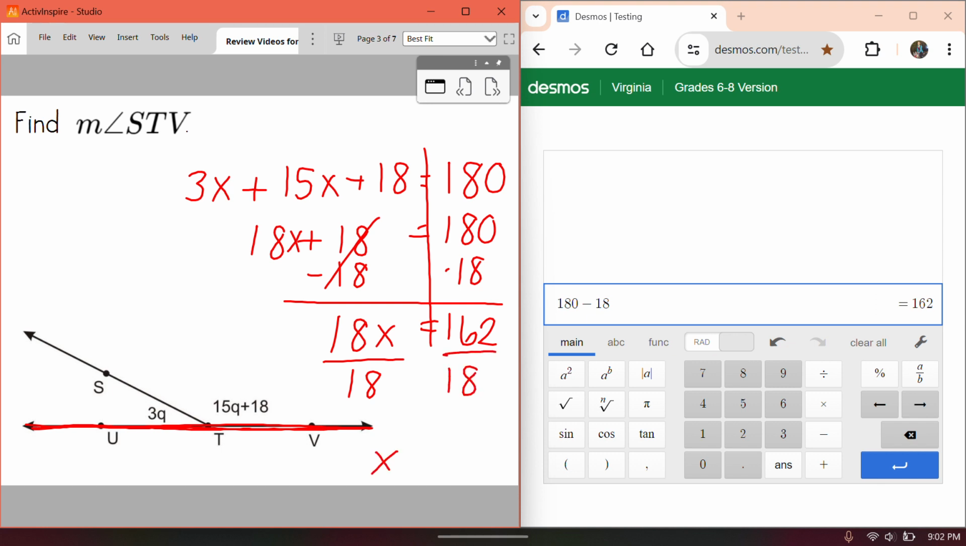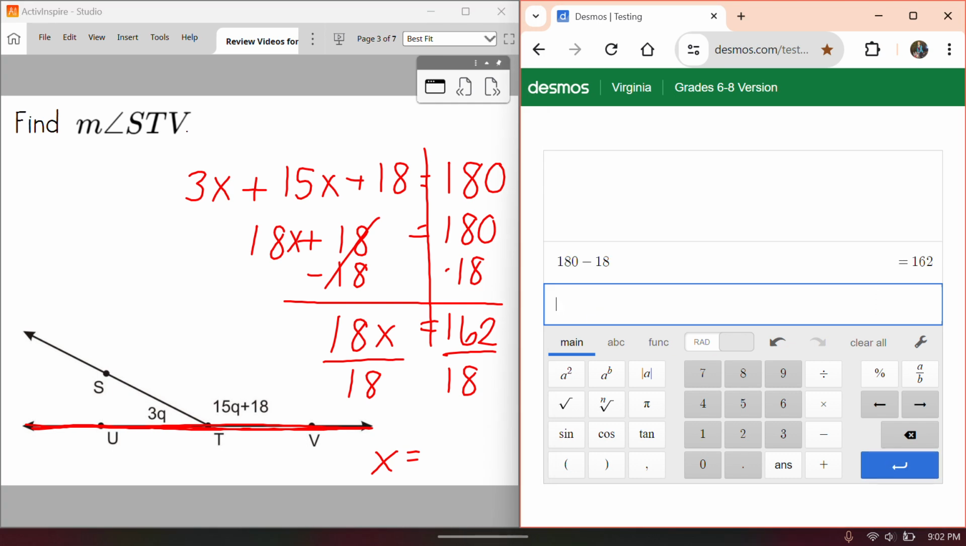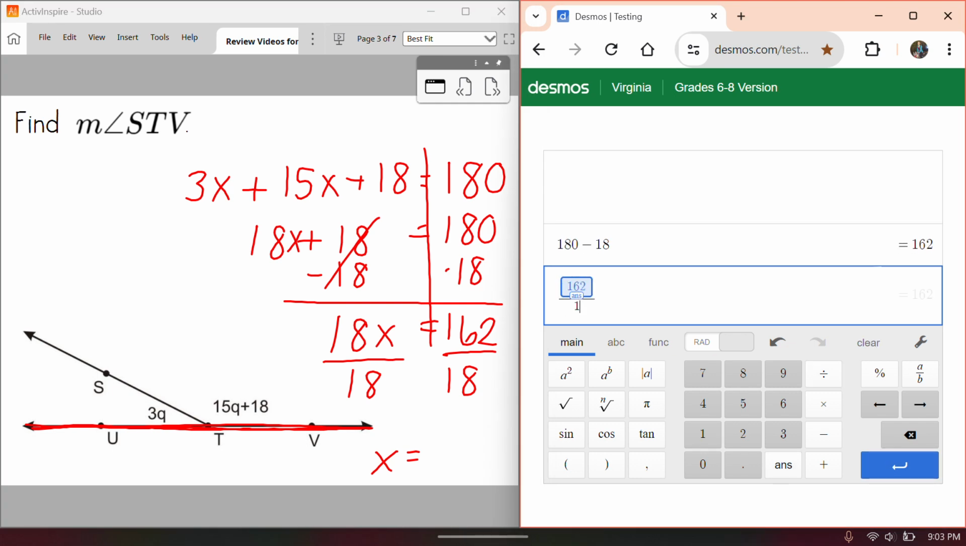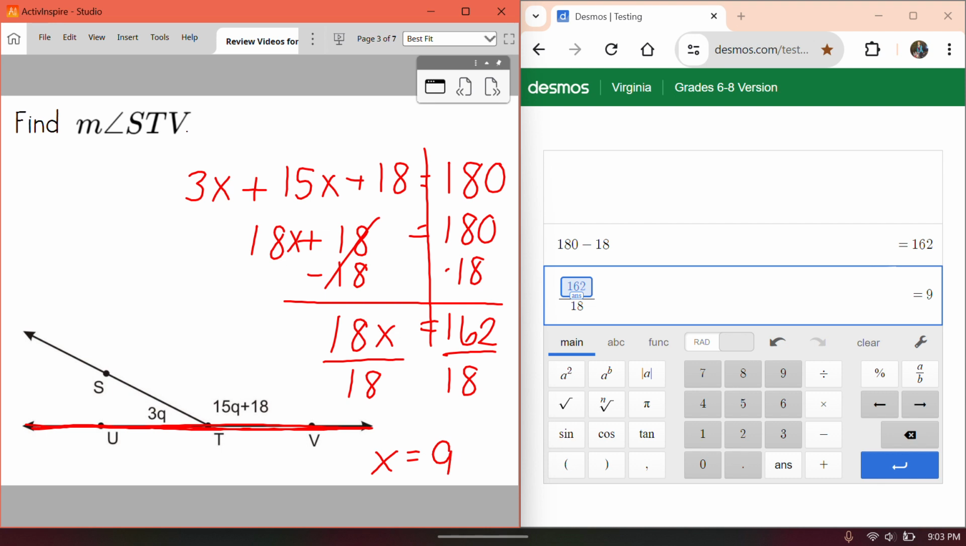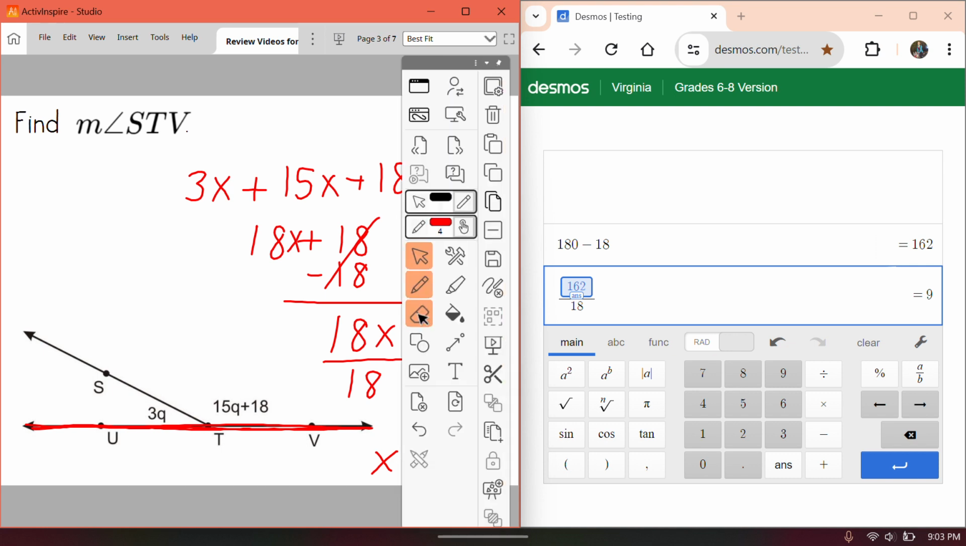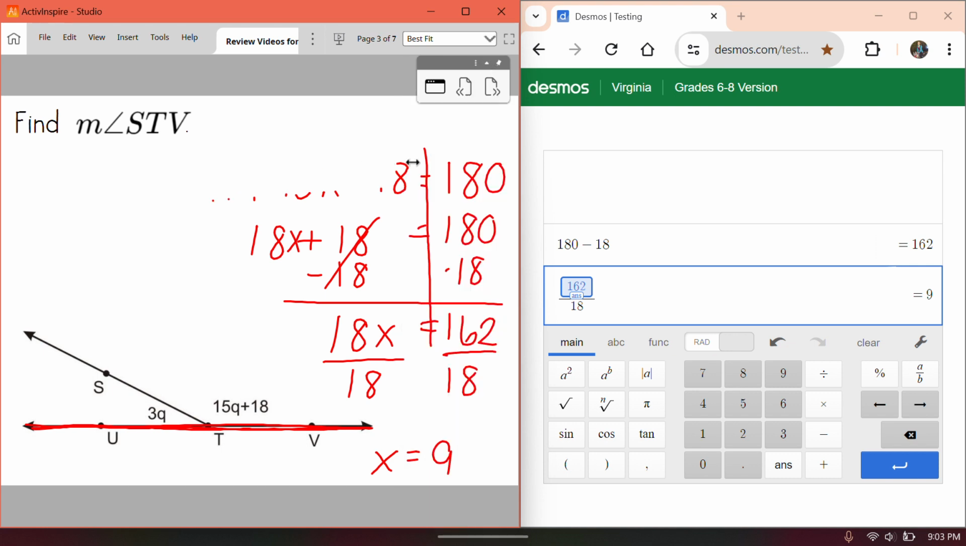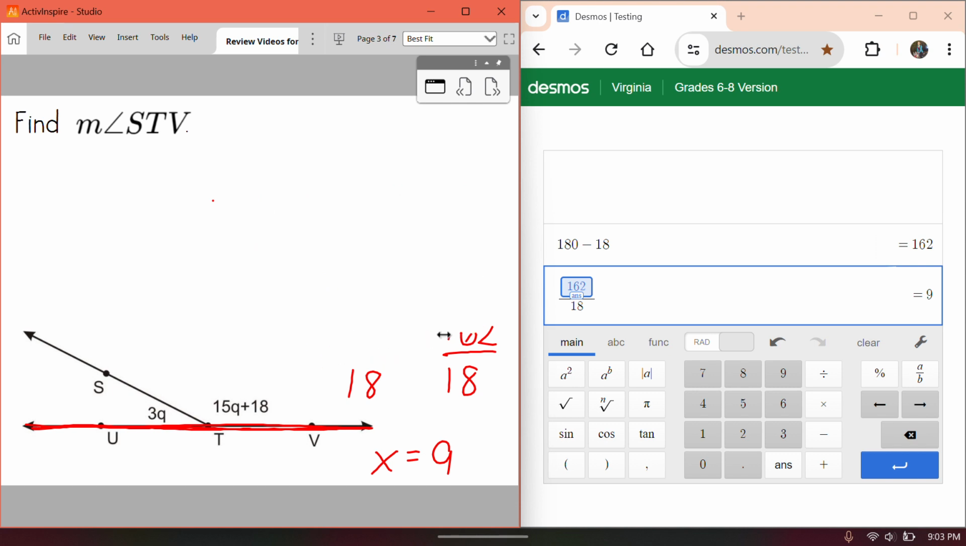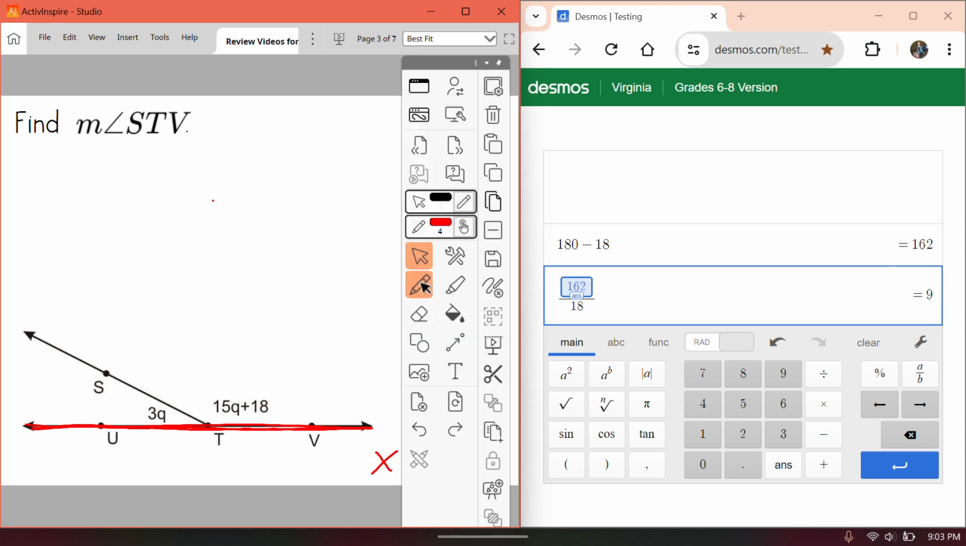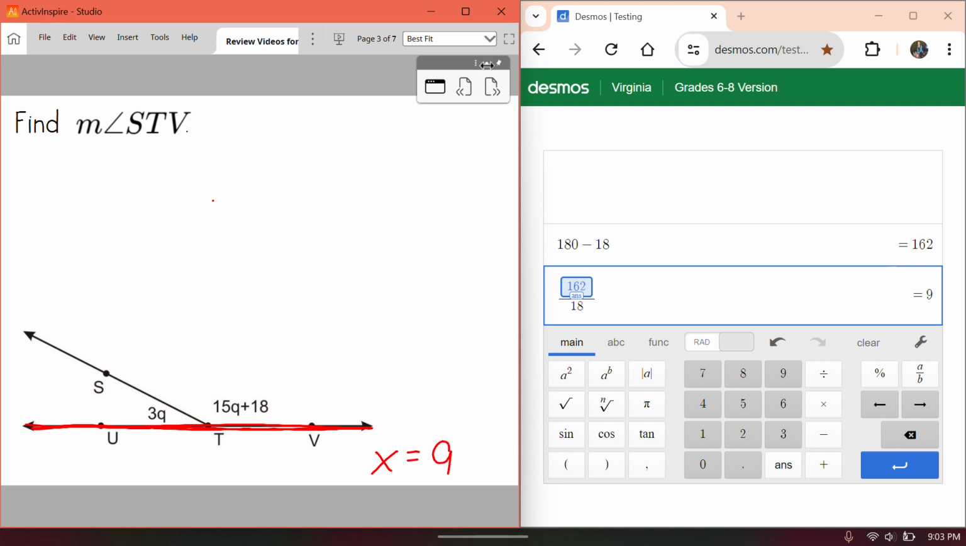And I'm going to get x equals, and I believe it's going to be 9, but let's double check. Yep, it's 9. So it doesn't matter if you solve this by hand or if you solve this in Desmos. Either way, you're going to get x equals 9. And either way, that is not the answer to this problem because the question doesn't say solve for x. The question says, what is the measure of angle STV?